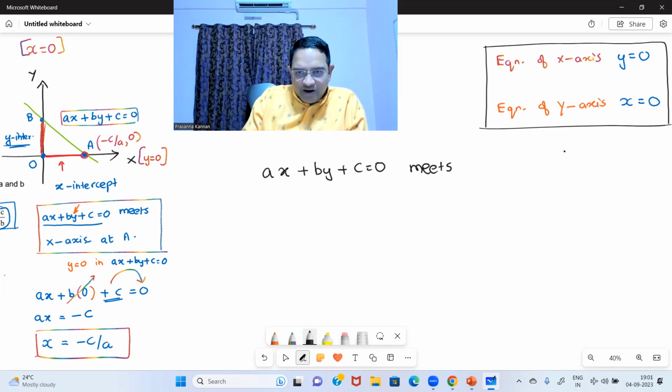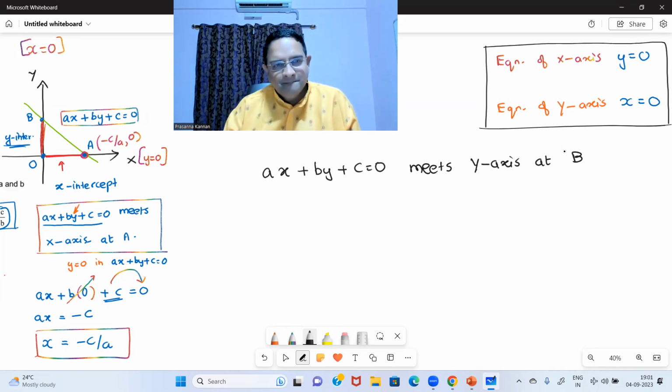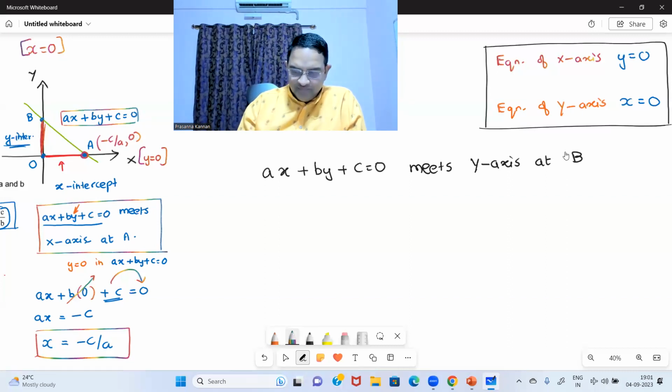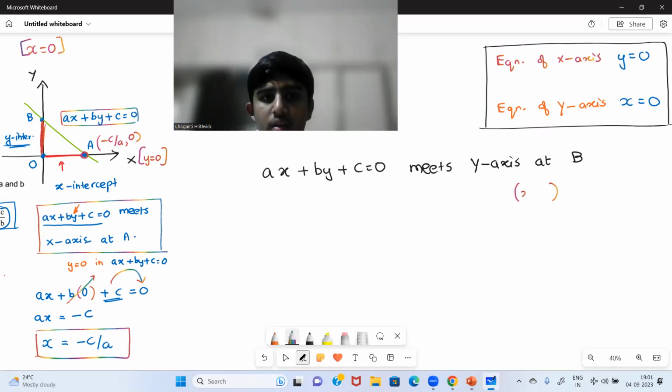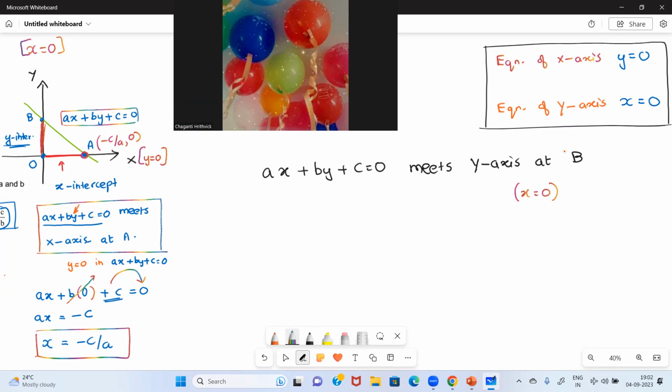Meets our y-axis at the point B. Right? Because it is on the y-axis, what should be equated to 0? On the y-axis, what is 0? X. Exactly.